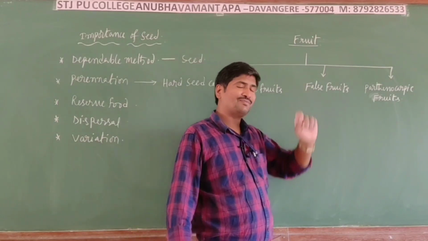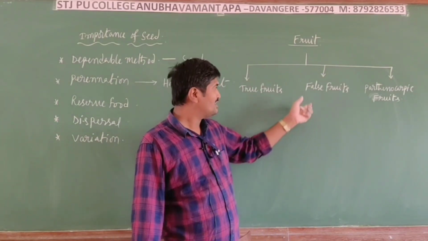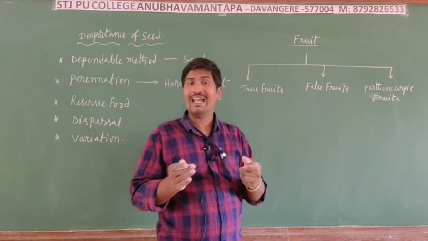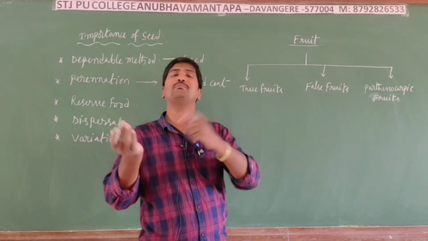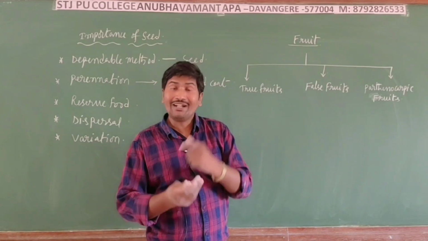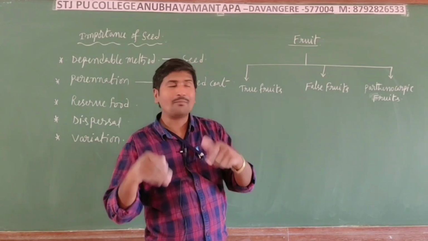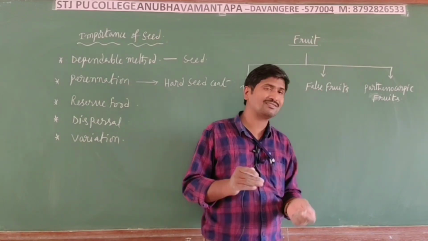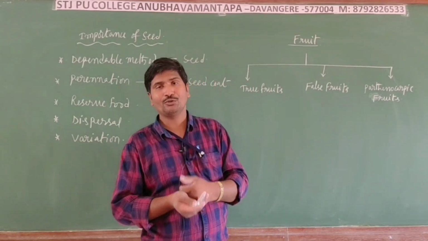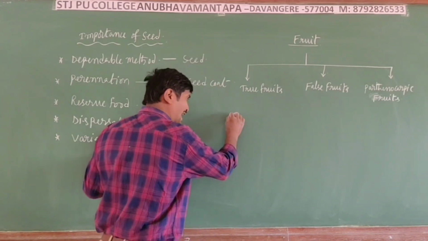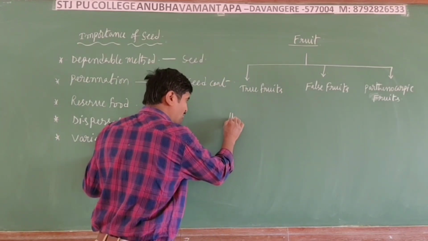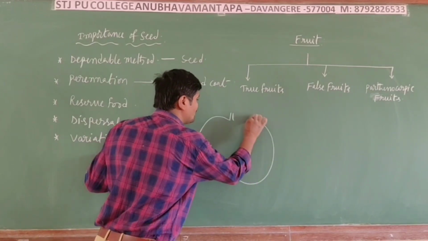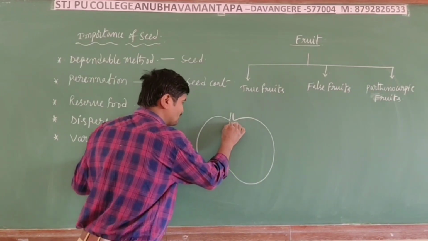What are false fruits? False fruits means the fruit is developed from the ovary along with other floral parts. Other floral parts also participate in the development of the fruit. Such types of fruits are known as false fruits. Take the best example, apple. In apple, the edible portion is only the false fruit portion.